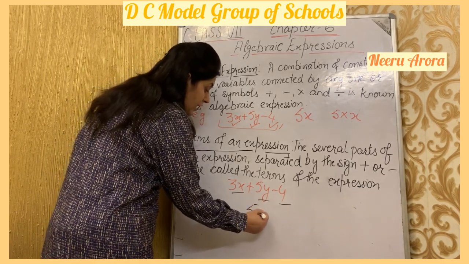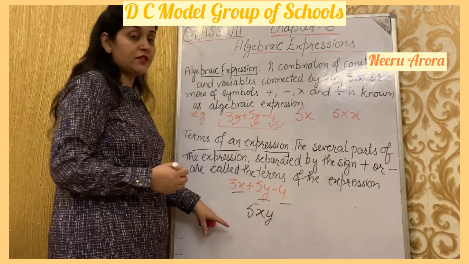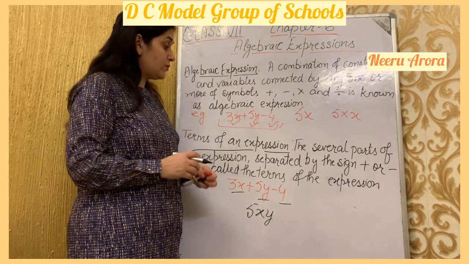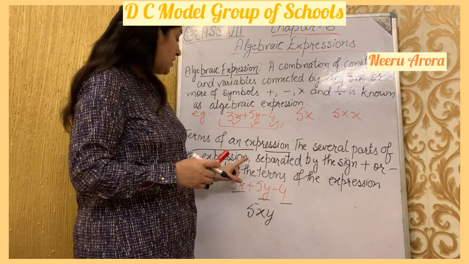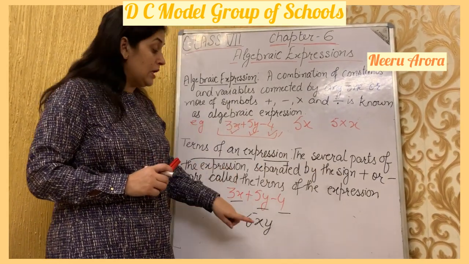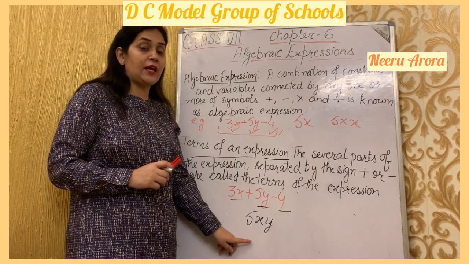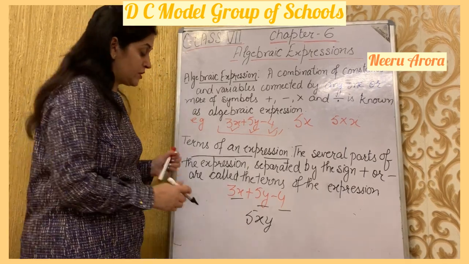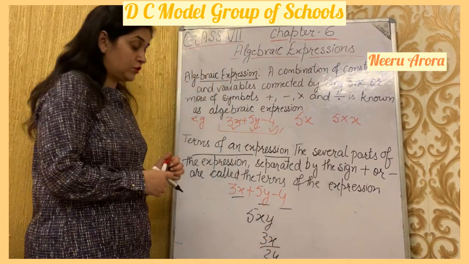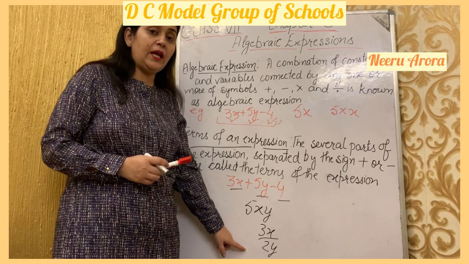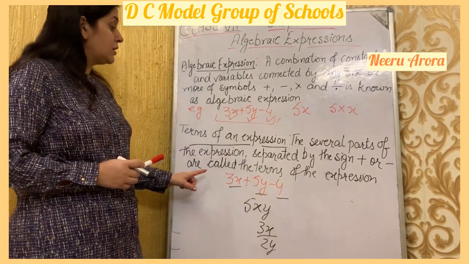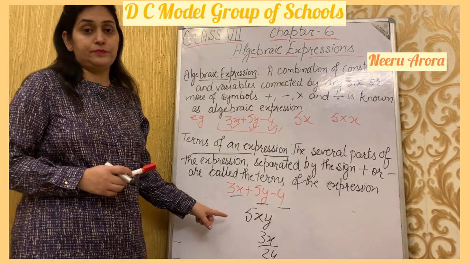We will take one more example. If I have written 5xy, so how many terms are here? It is only one term. It is single term. So it means the several parts of the expression separated by the sign plus or minus only. Multiply or division sign do not separate the terms. Suppose we have 3x by 2y. So this means 3x divided by 2y. It's also single term. So these are known as terms of an expression.